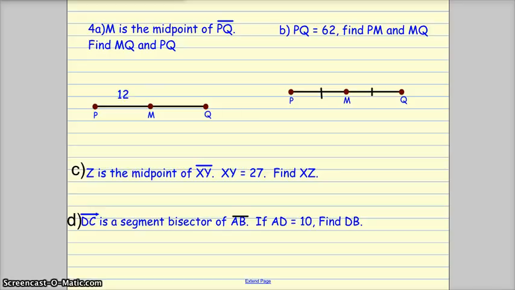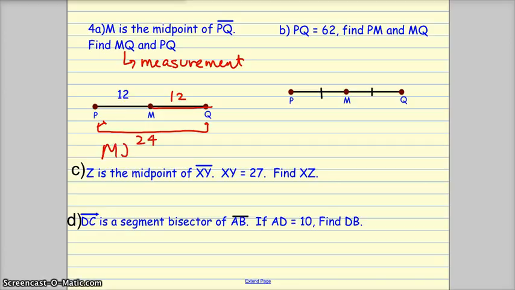Notice there's no line on top. So this is asking to find the measurement between M and Q, and then find the measurement of PQ. Well, since these things are equal, because it's the midpoint, because they're the same, I know that that length has to be 12, and that the total length would have to be 24. So we'd say MQ equals 12, PQ equals 24.